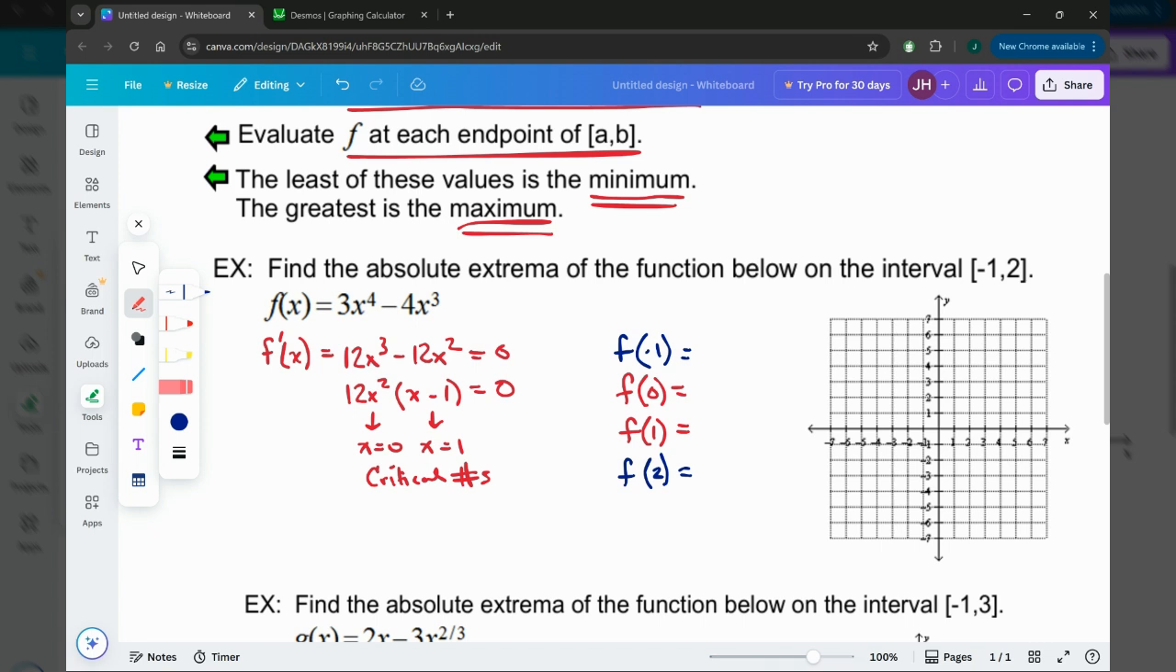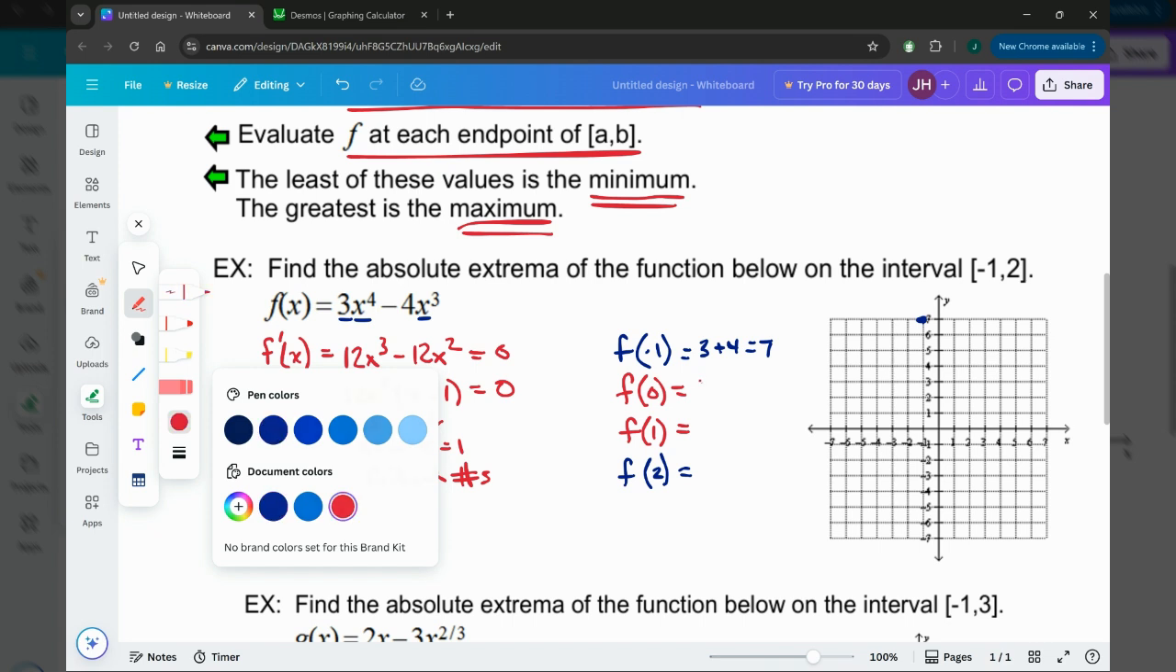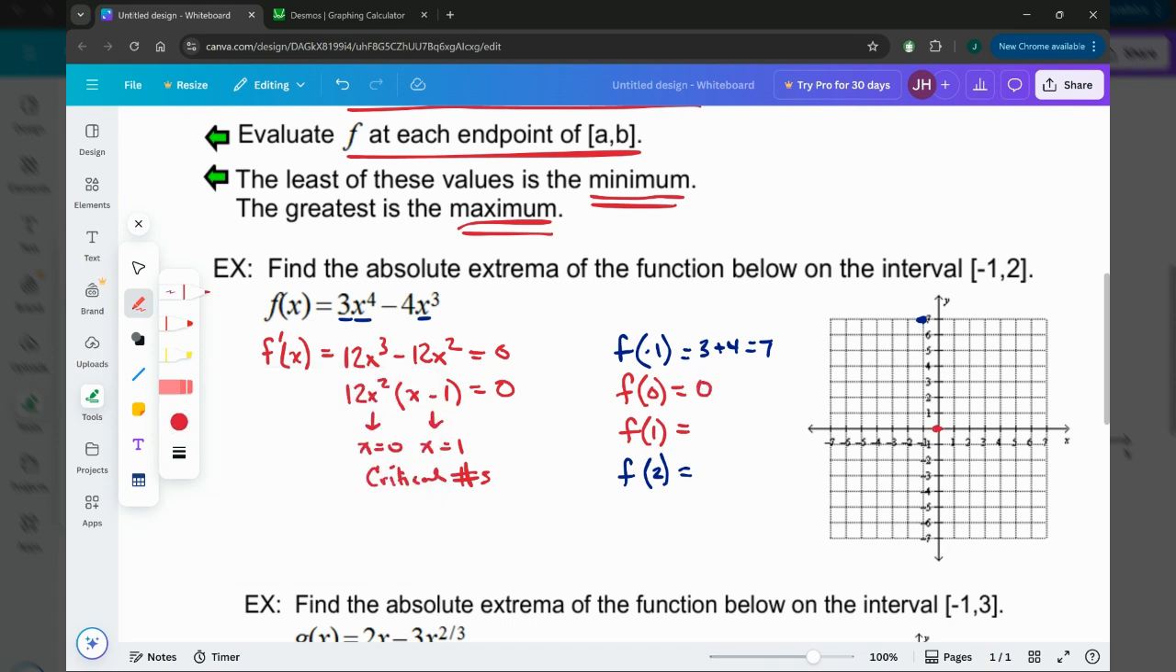So what is f of -1? Well, -1 to the fourth is 1 times 3, that would be 3, minus 4 times -1 cubed would be -1 times -4 would be plus 4. This comes out to be 7. At -1, the value is 7. If I plug in 0, that's easy. It gives me 0. If I plug in 1, I would get 3 minus 4, which is negative 1.